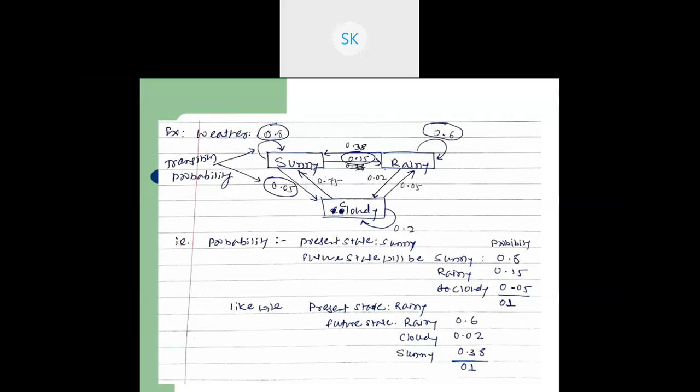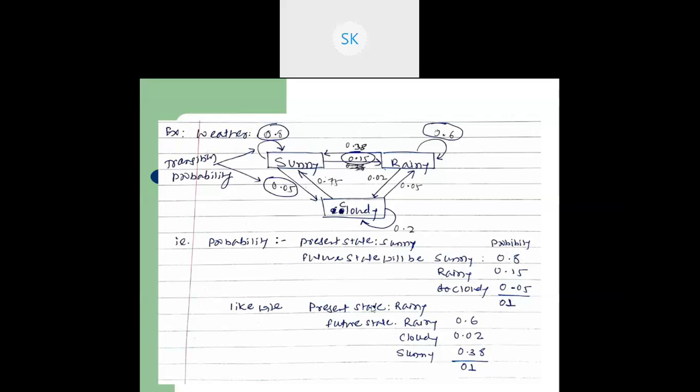Let's say our original state is sunny, and from sunny we are moving to rainy, that is 0.15. Here it is explained: the probability that the present state is sunny and the future state will be sunny is 0.8. Sunny to rainy probability is 0.15. And from sunny to cloudy, the transition probability is 0.05. So that means the addition will be 1.